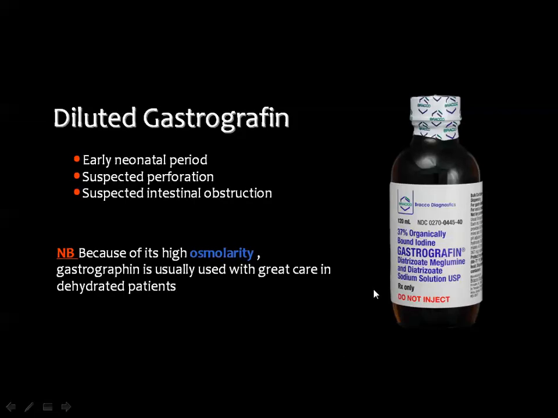Then gastrographin is a water-soluble contrast material that can be also used in the gastrointestinal tract. It is orally administered and is usually administered in neonates, and whenever you are suspecting bowel perforation or when you are suspecting intestinal obstruction. This gastrographin has a high osmolarity and it should be used with great caution, especially in dehydrated children.